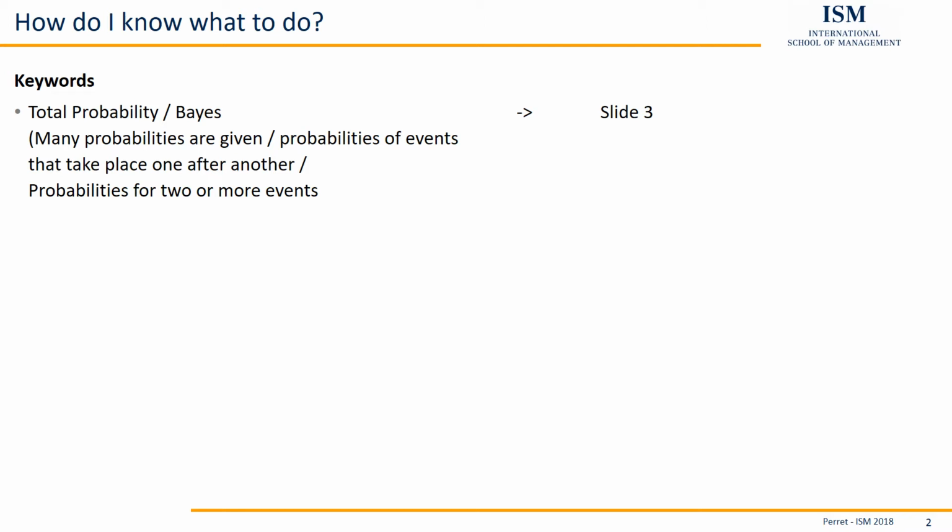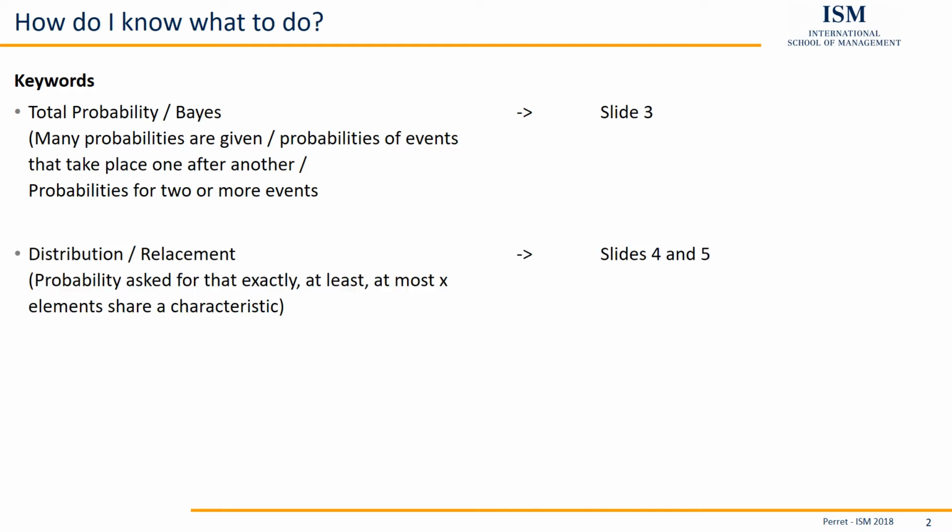So probability of events that, for example, take place one after another, or probabilities for two or more events. So whenever you see something like this, a lot of different probabilities, this hints you have to work with probability theory, with the probability calculation formulas. A bit more on which of the different formulas to use when, that's on the next slide, so on slide 3. Then the next big topic is on distributions.